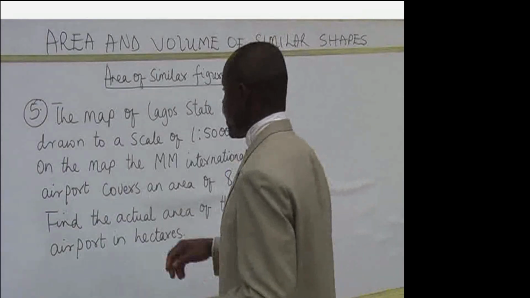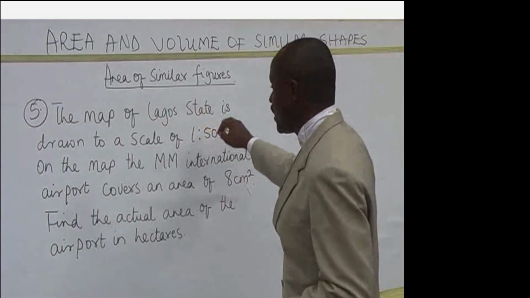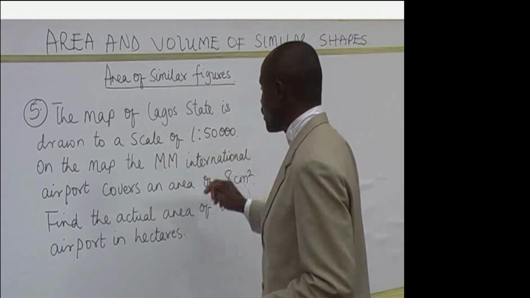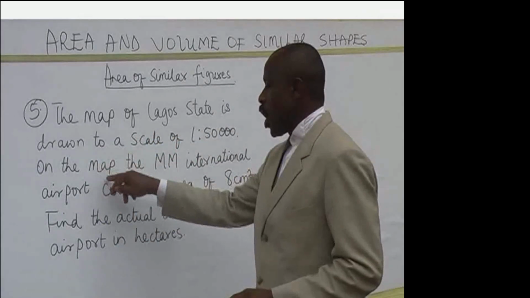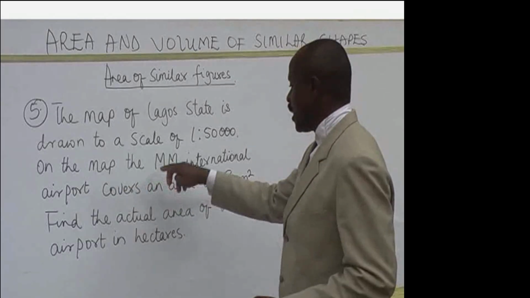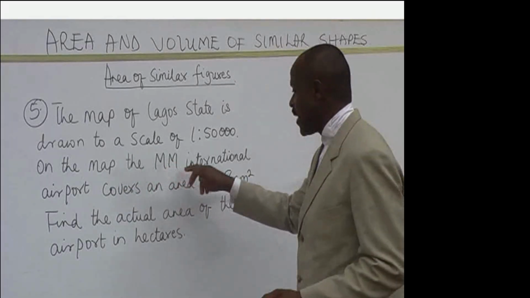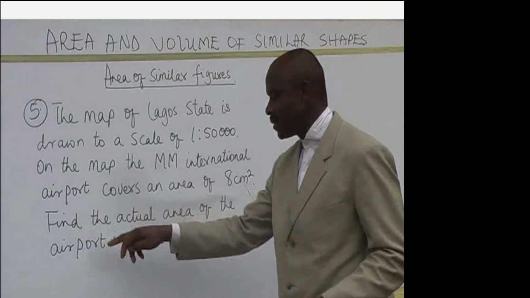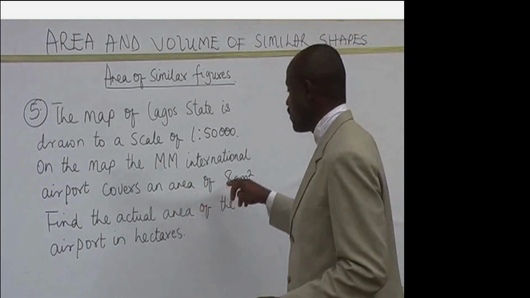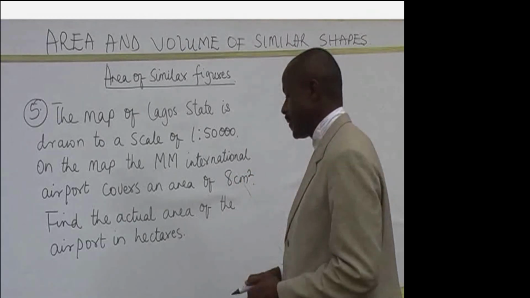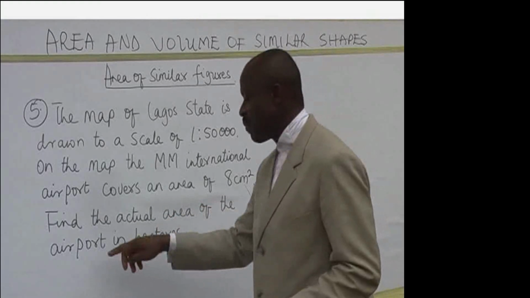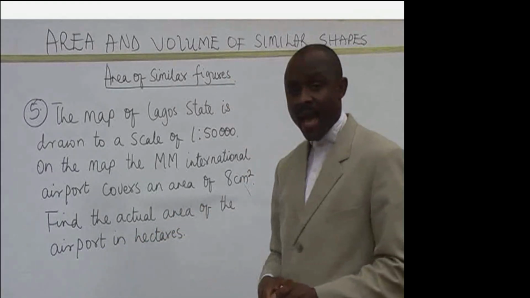The fifth question says that the map of Lagos State is drawn to a scale of 1:50,000. On the map, the Murtala Mohammed International Airport covers an area of 8 centimeters squared. Then we are asked to find the actual area of the airport in hectares.